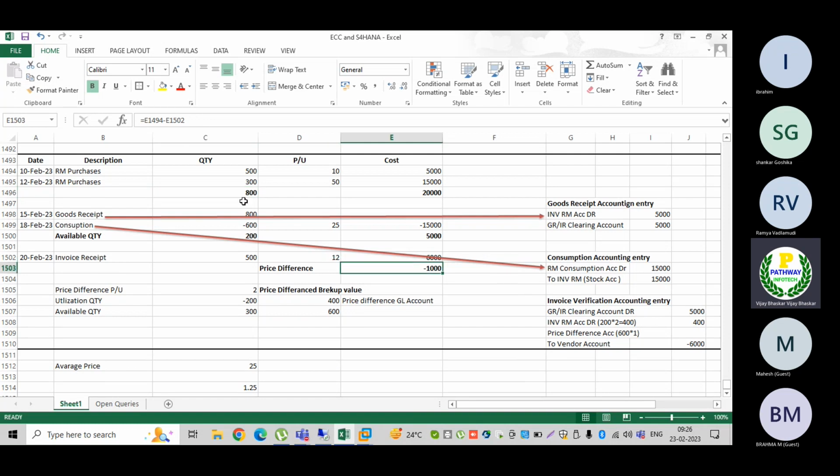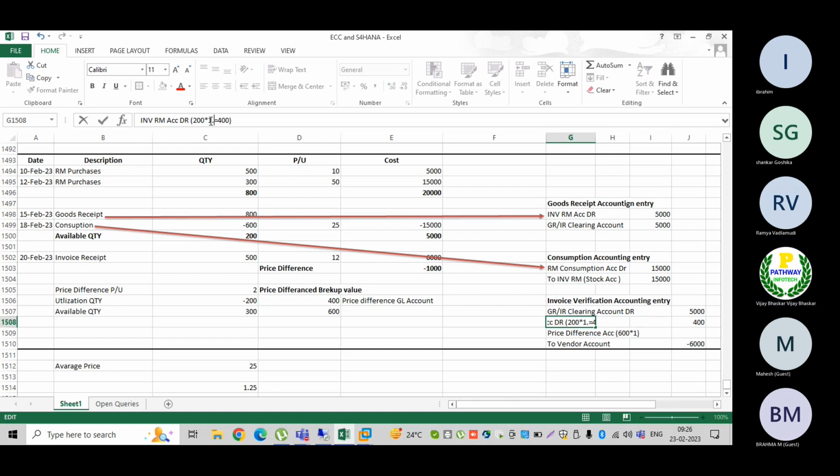This is the price difference, and this is my total quantity. Then 1.25 will come into the picture. Let me put it here, 1.25. 400 is not the correct value, but let me check how much it will come. 400 into 1.25, then 500 rupees it will come.